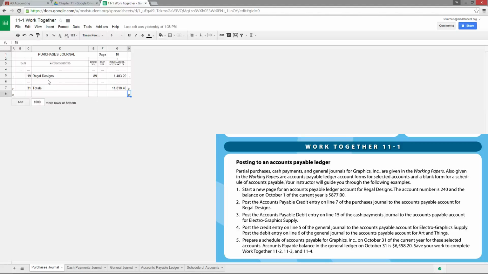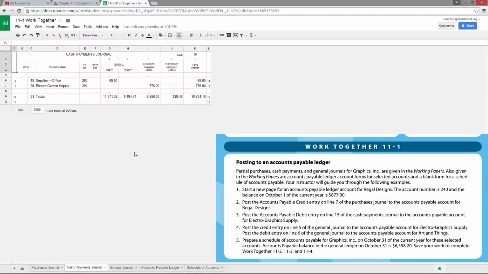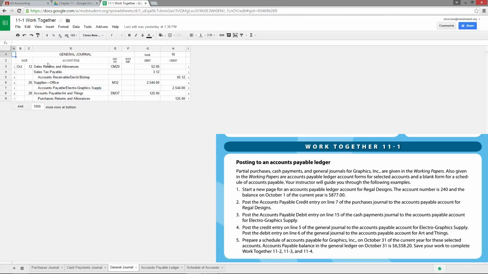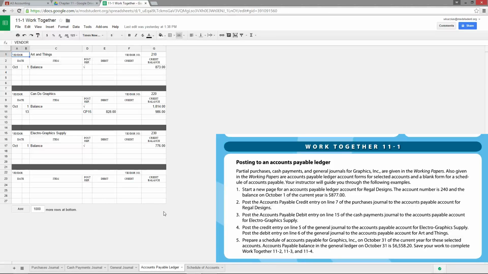So that means anytime we see anything that has to do with accounts payable. So we have accounts payable credit, there's going to be one thing from here. Our cash payments journal, we have accounts payable, it's going to be one thing from here. And if you look at our general journal, we have accounts payable here and an accounts payable also down here. One's a credit, one's a debit. And they're all going to end up in here. That's the idea. So let's get started.